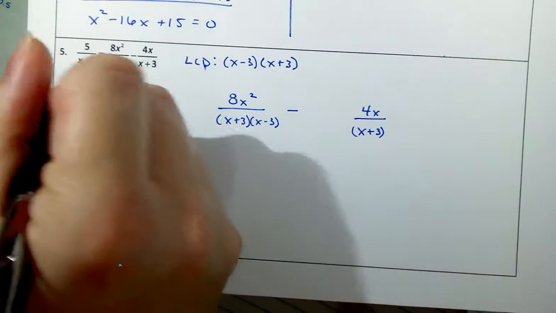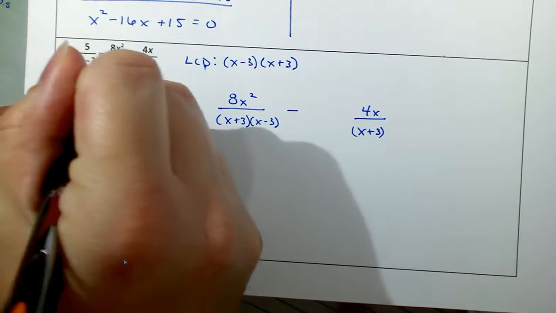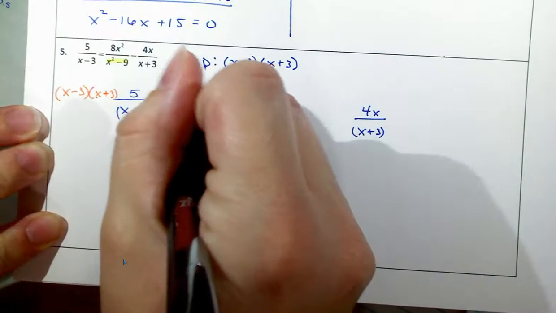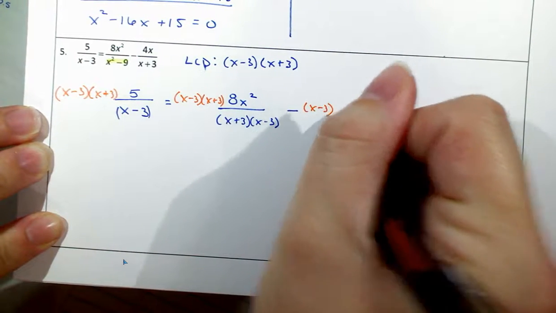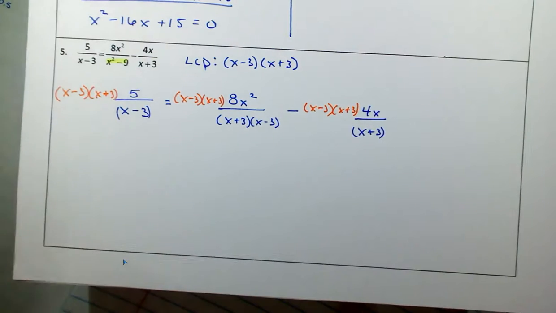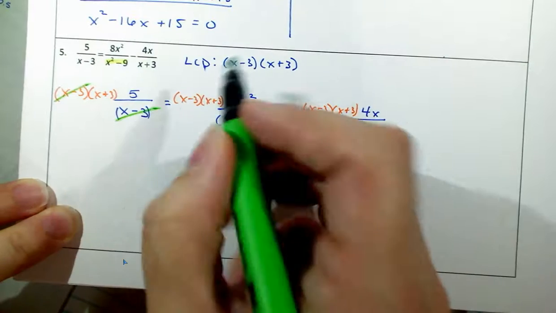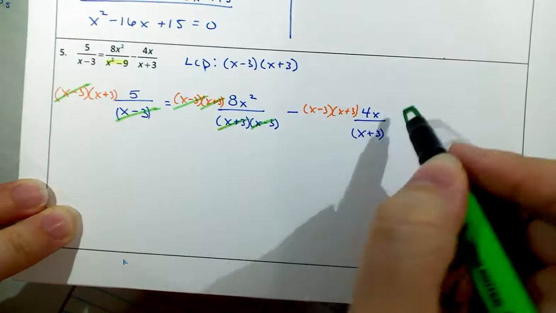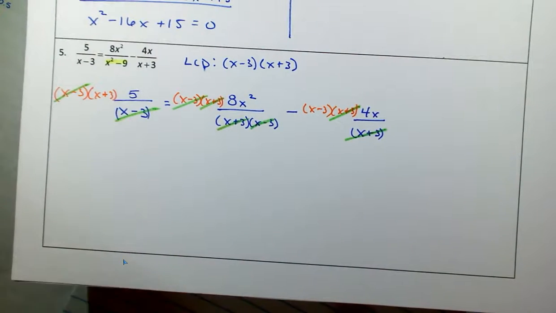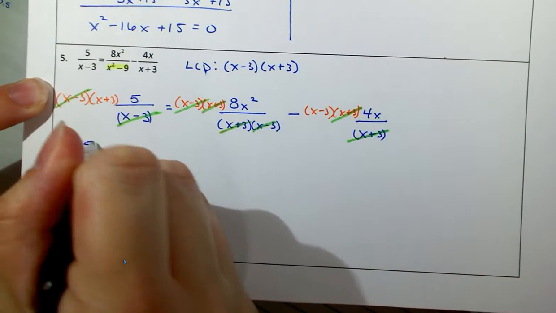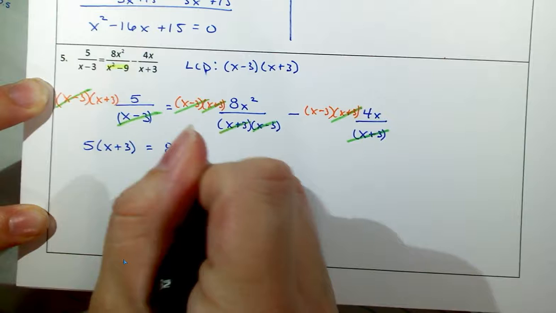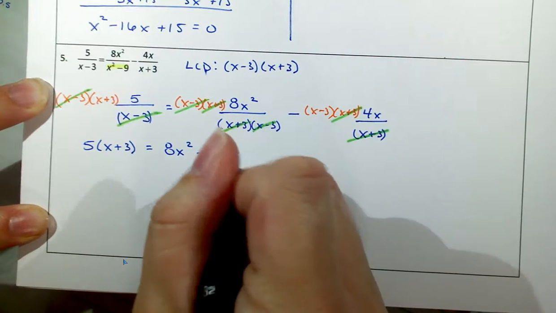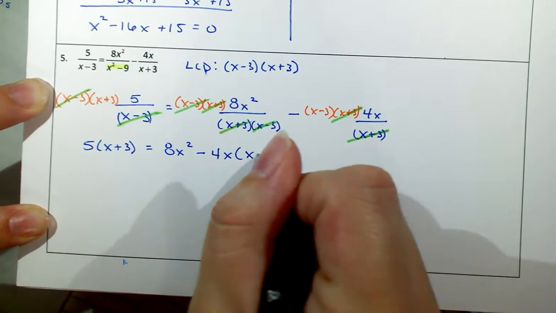So we're going to take and multiply each fraction by x minus 3, x plus 3. So each of those factors, x minus 3, x plus 3. So when we do this, notice again how nicely our denominators cancel out. So we are left with 5 times x plus 3 equals 8x squared minus, I'm going to move that 4x to the front, I like those in the front, times x minus 3.